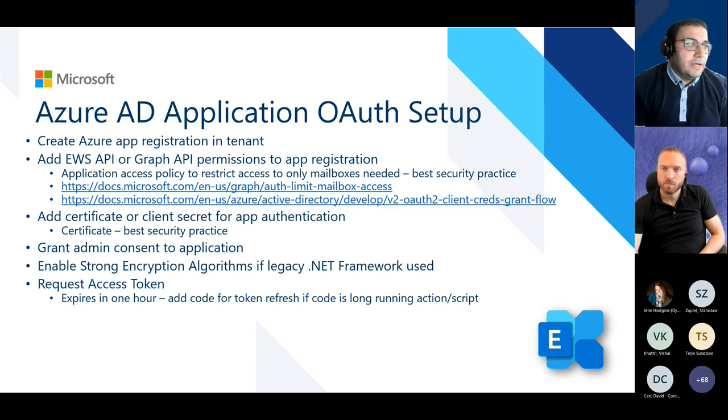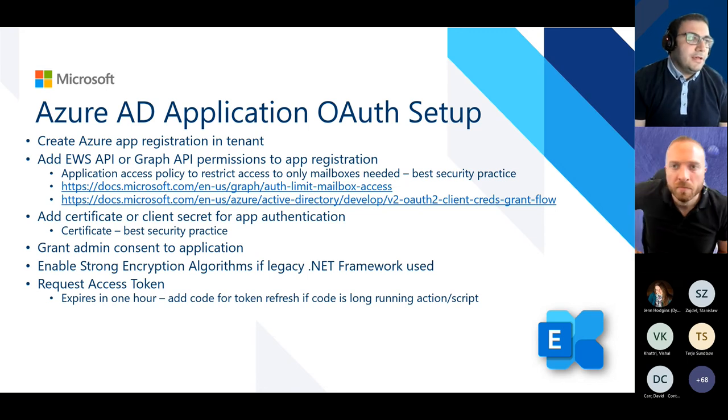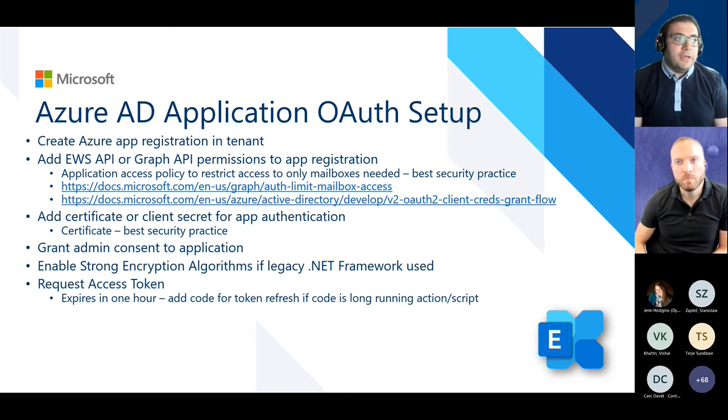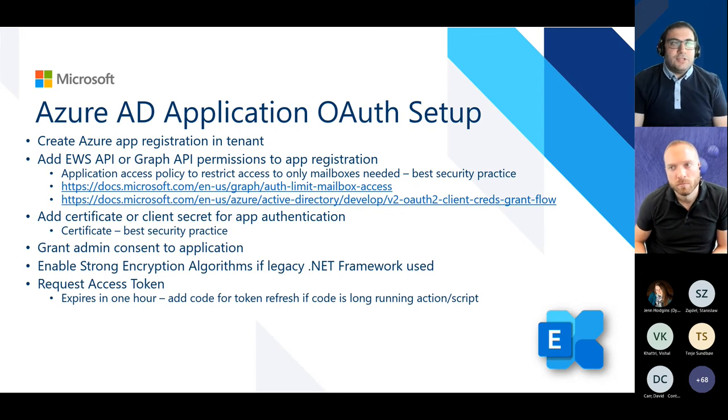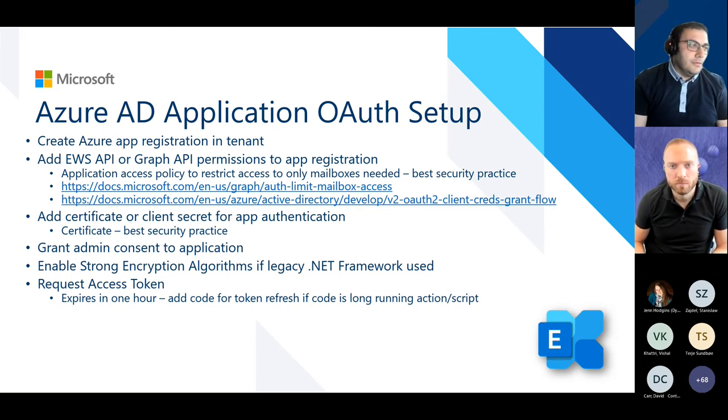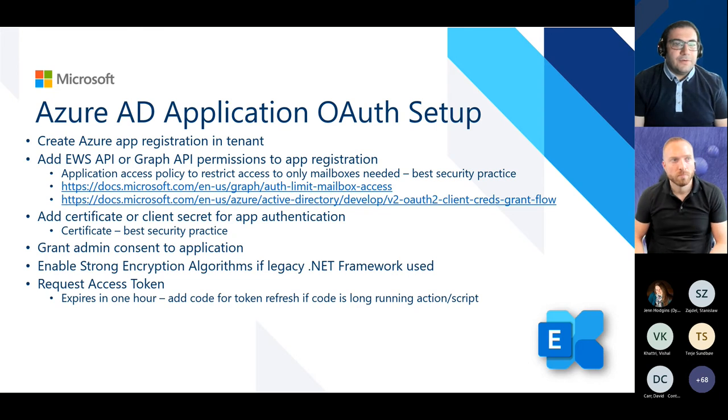So how you would go about setting up your app access policy, the first thing that you need to do is set up an Azure AD application, an app registration. The way you would do this, you need to set this up for Modern Auth or OAuth. What you need to do is go in and create your Azure app registration in the tenant.